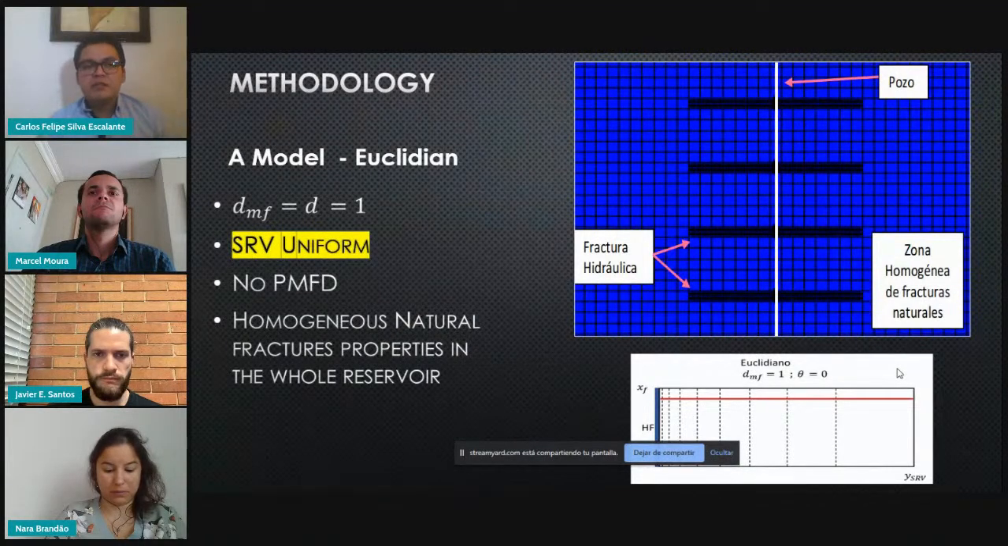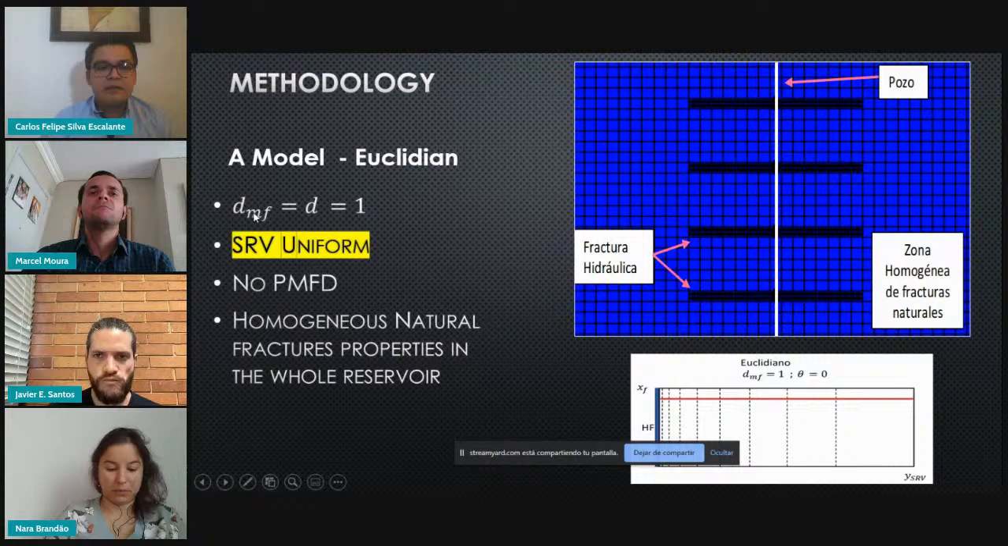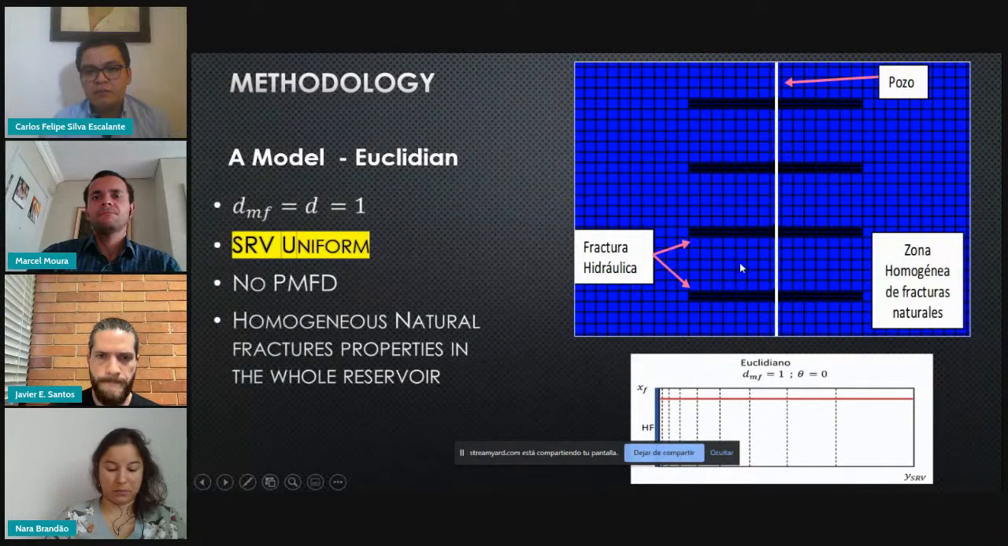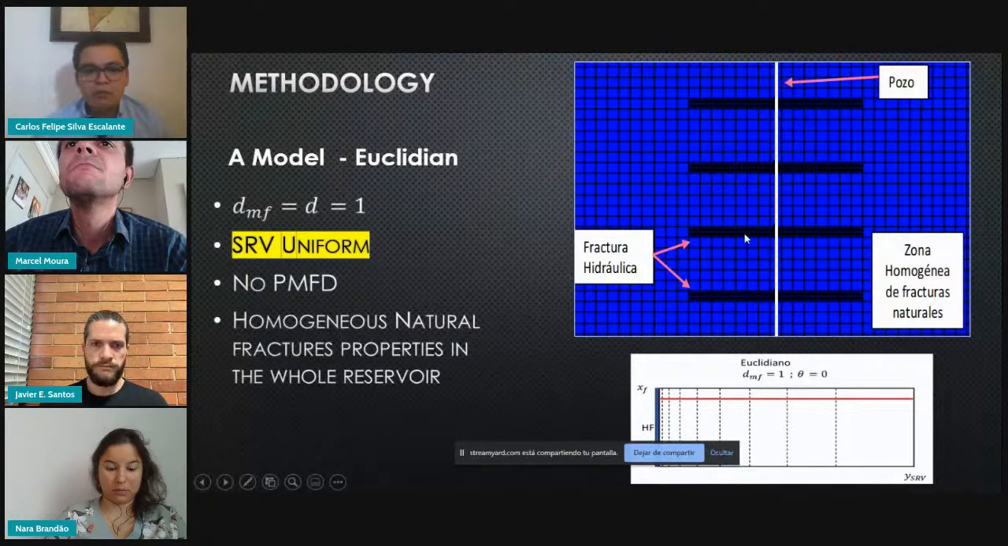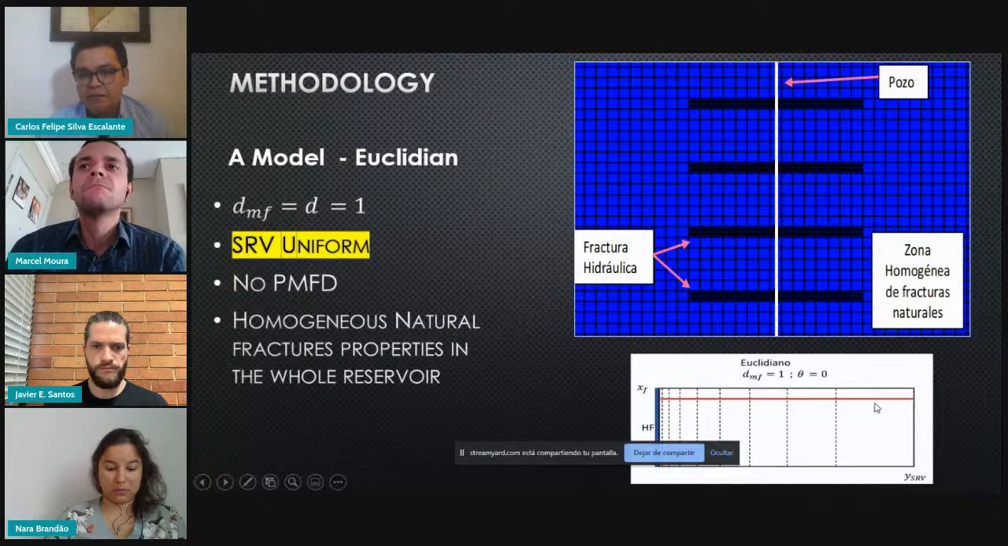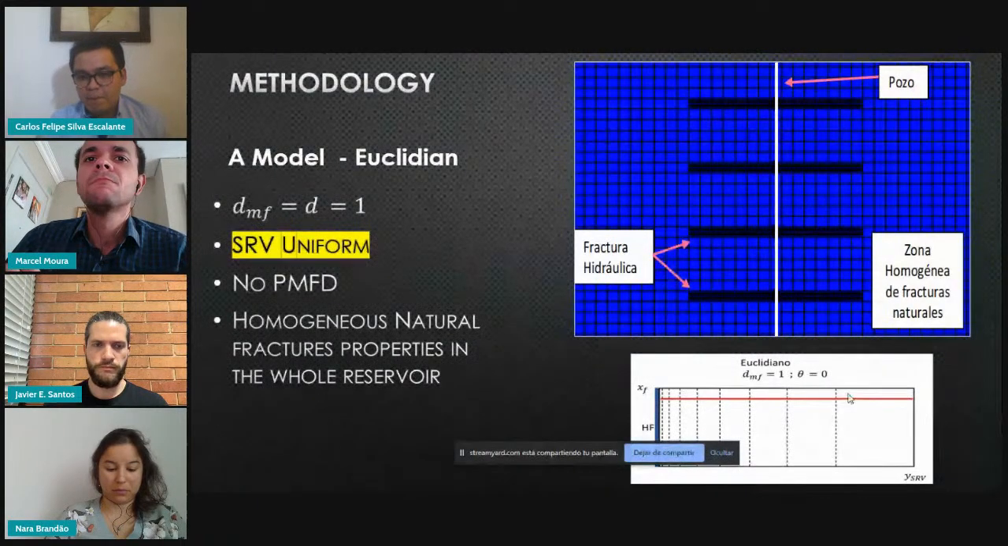The first model is the conventional one in commercial simulators, the Euclidean model. The fractal dimension is the same as the Euclidean, one, because we consider just one-dimensional flow between this part of the reservoir and the hydraulic fractures. This model has a uniform SRV and no fractal, and homogeneous natural fracture properties in the whole reservoir. This is the well, and these are the hydraulic fractures, and all the blue zone in this image has homogeneous natural fracture properties. Then the behavior of the permeability and porosity is this way.